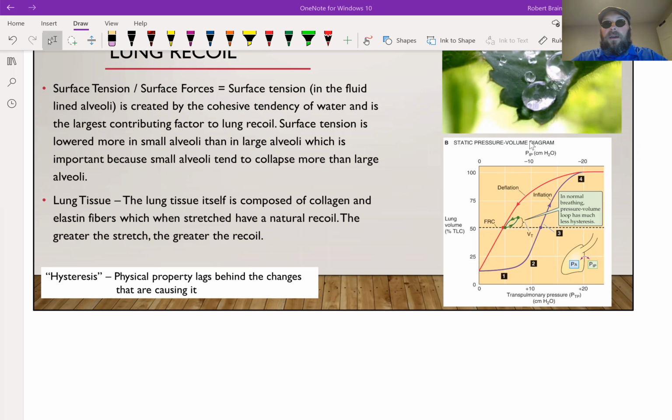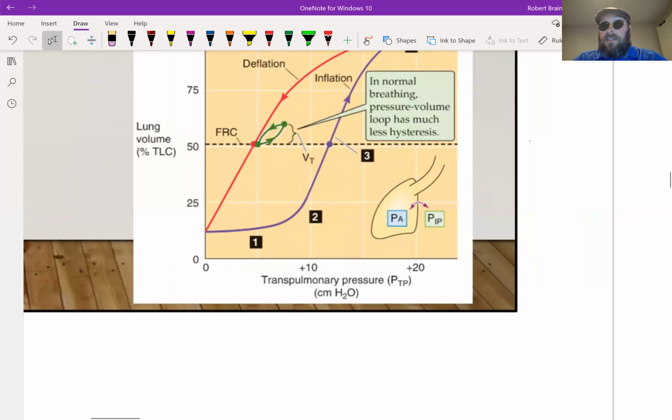So this slide is one that I made, and if we look at how hysteresis is defined, it's when a physical property lags behind the changes that are causing it. Okay. And the example of why this is important that I gave is here in the lungs.